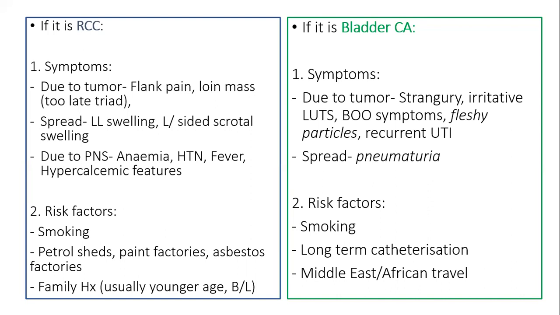And then irritative symptoms, again because of the tumor: irritative dysuria and increased frequency. Those are because each time the bladder wall gets irritated, it will try to expel urine. So you get those. And the BOO symptoms, which I told earlier, the obstruction and hesitancy, and fleshy particles.